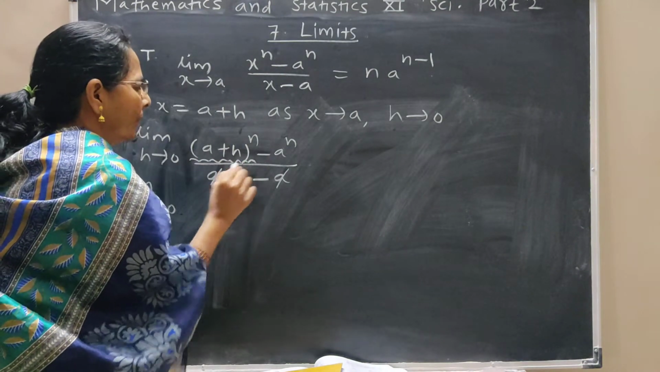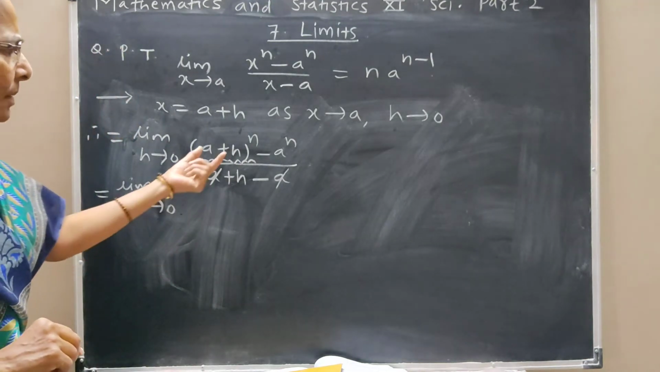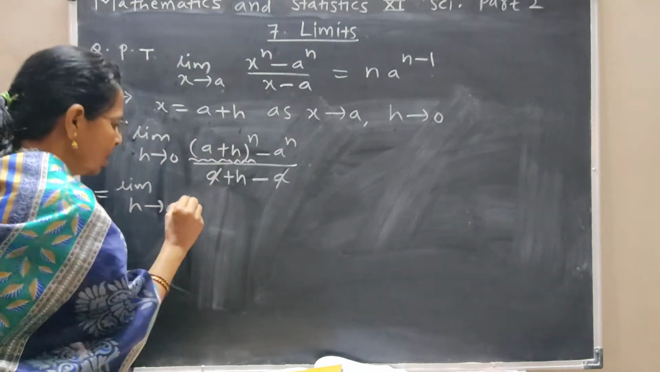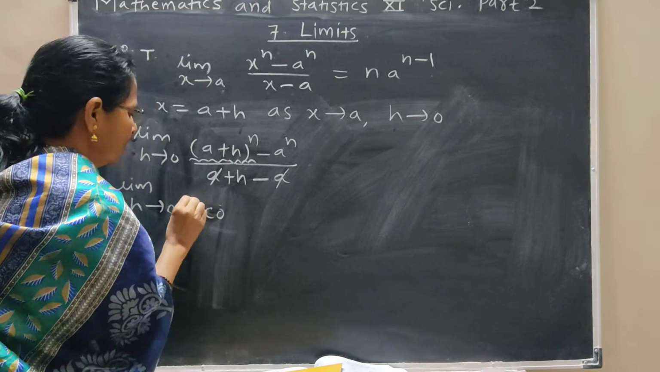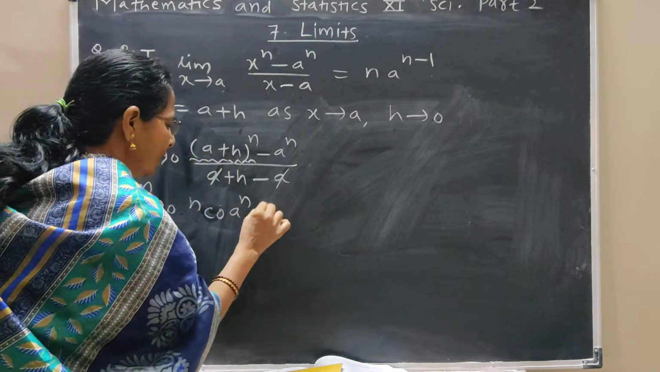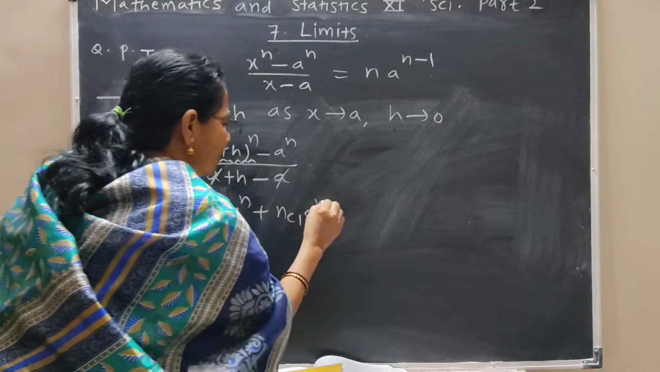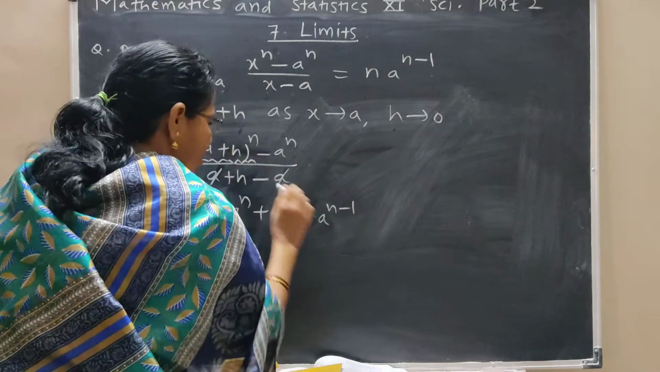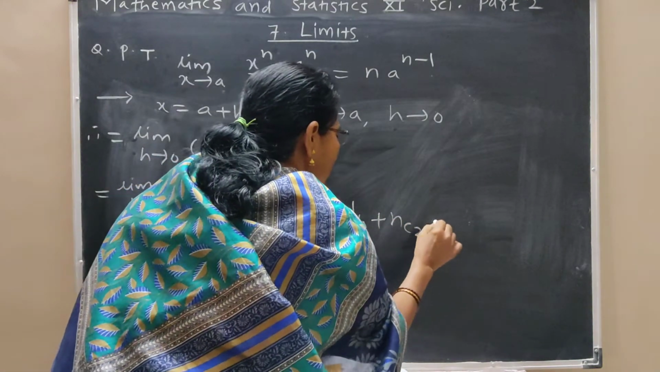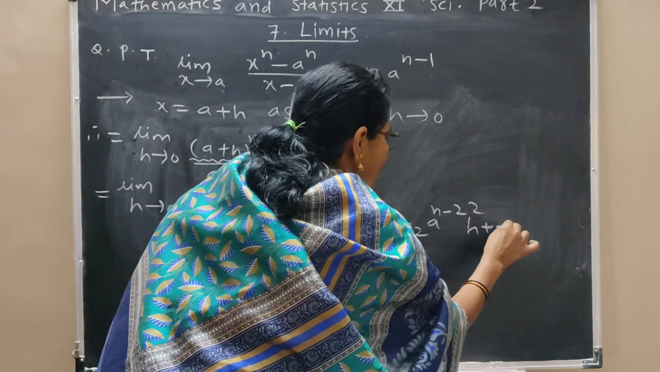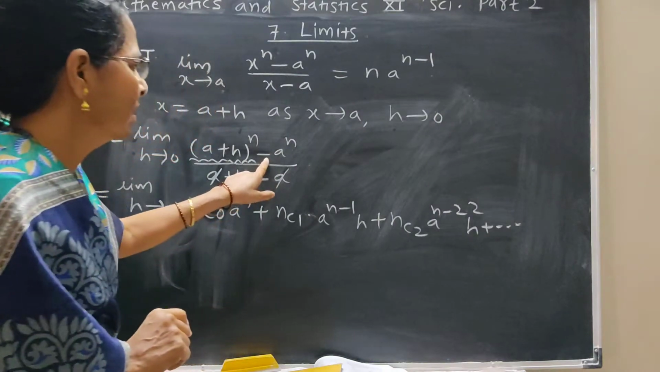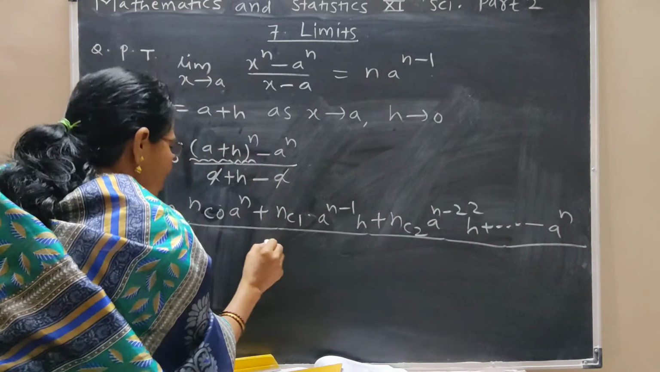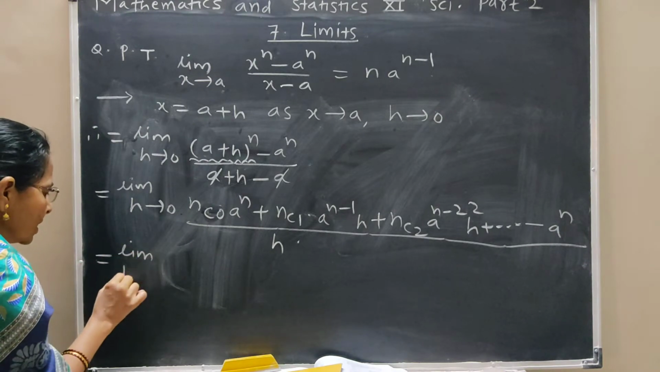Now this is bracket raised to n. Expand this bracket according to the binomial theorem. Binomial theorem is, for these two terms, nc0 a raised to n, plus nc1 a raised to n minus 1 h, plus nc2 a raised to n minus 2 h raised to 2, similar terms, but don't forget this term minus a raised to n. Denominator is h, equal to limit as h tends to 0.